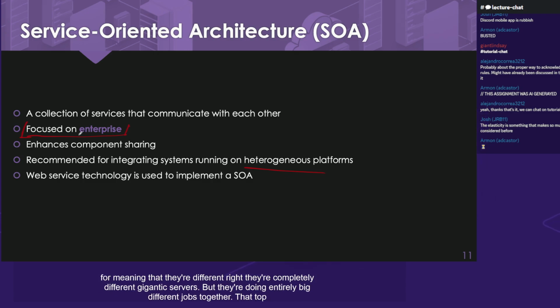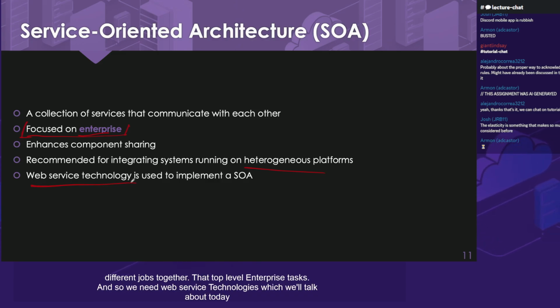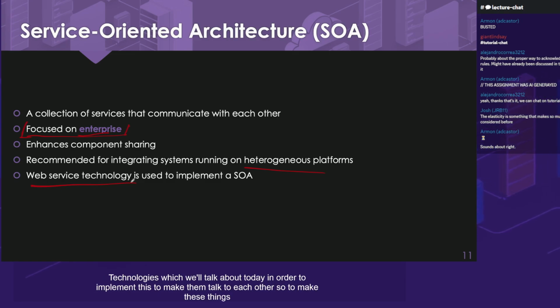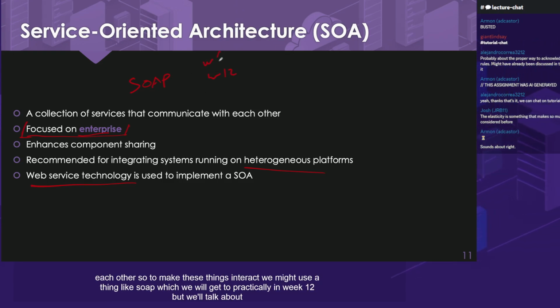They're top-level enterprise tasks. And so we need web service technologies, which we'll talk about today, in order to implement this, to make them talk to each other. So to make these things interoperate, we might use a thing like SOAP, which we will get to practically in week 12, but we'll talk about around week 6 or 7 in terms of just the theory of it.